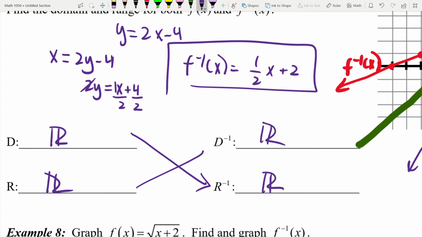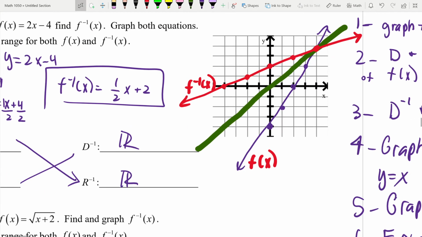Now double check that this equation matches the red graph. Go up 2, make a dot, up 1, right 2, up 1, right 2. I got it. My red graph is that equation. They lie on top of each other.